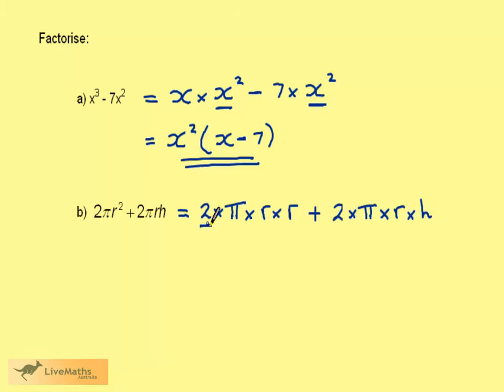We can see there's a common 2, pi is common, and an r. So we can write down 2 pi r and open a bracket. What we have left is r, followed by a plus sign and an h.